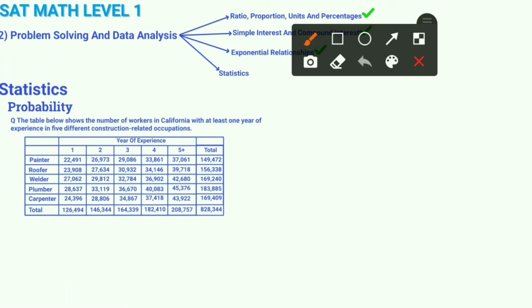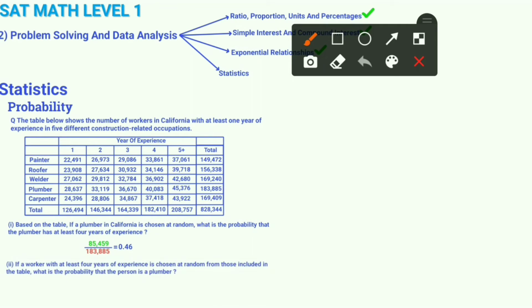Question. The table below shows the number of workers in California with at least 1 year of experience in 5 different construction-related occupations. Based on the table, if a plumber in California is chosen at random, what is the probability that the plumber has at least 4 years of experience? This is the answer. Part 2. If a worker with at least 4 years of experience is chosen at random from those included in the table, what is the probability that the person is a plumber?